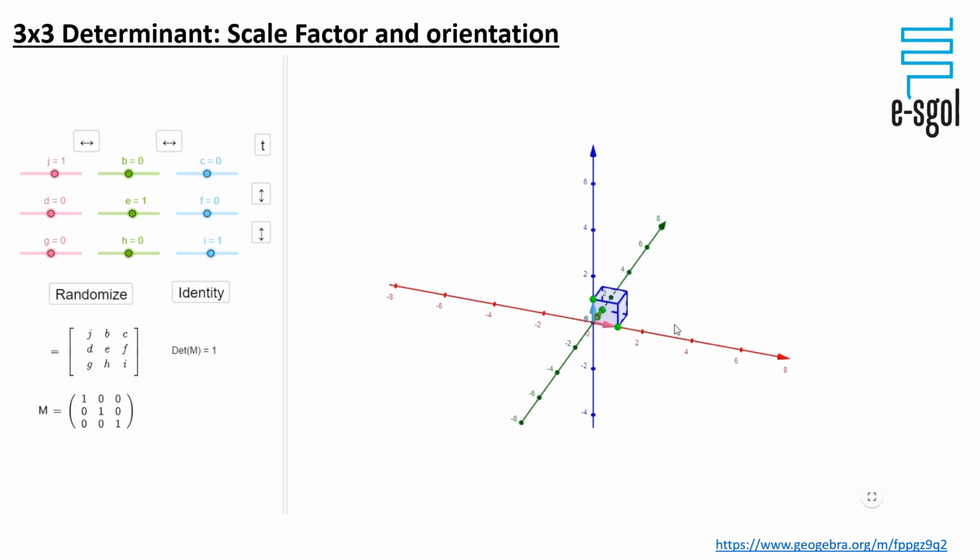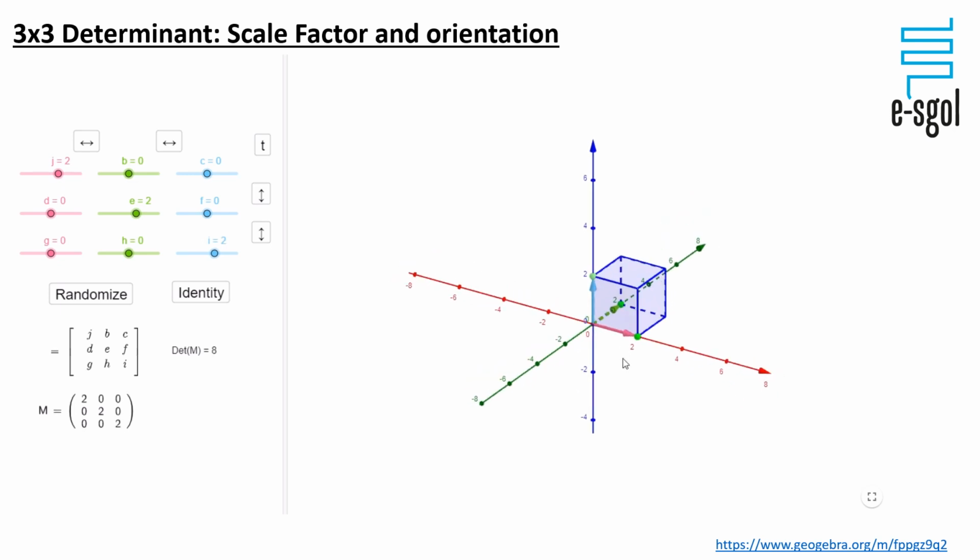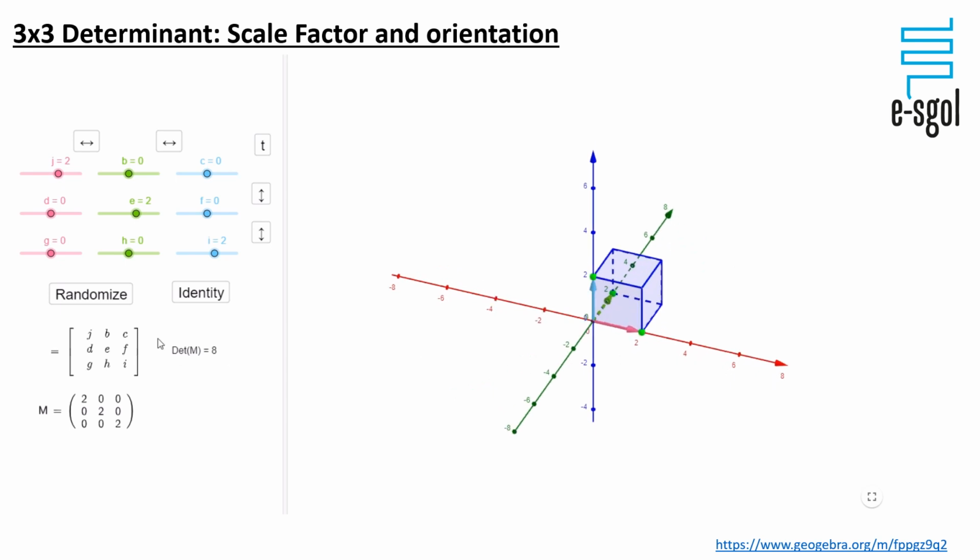Let's double the lengths of each of the sides. So I'm going to pull this to 2, I'll pull this in the y direction to 2, and I'll pull this in the z direction up to 2. The volume of this cube, 2 by 2 by 2, is 8. And you can see the determinant of the new matrix is 8. So the determinant is telling us the volume scale factor.